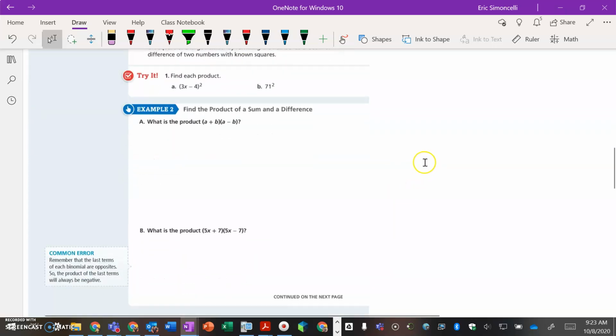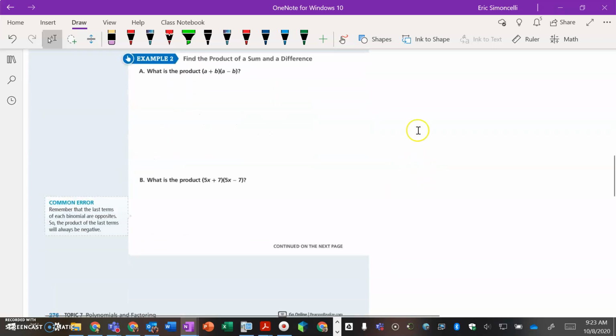Example 2. Find the product of a sum and a difference. What is the product of a plus b and a minus b? Okay, we're going to dig into this in a very similar manner, but we are going to end up with a pattern-based approach that is even, I think, more simplified than the last pattern. Use the distributive property to find the product.